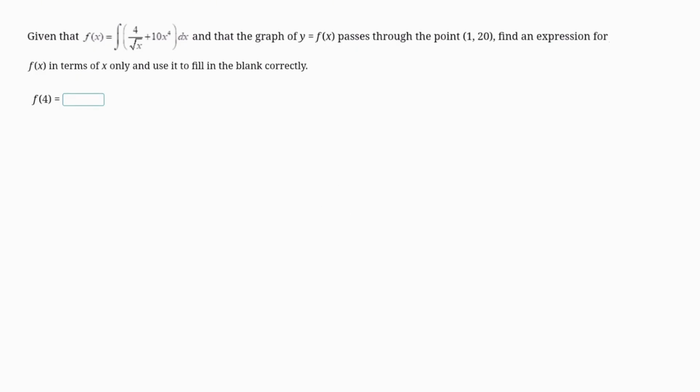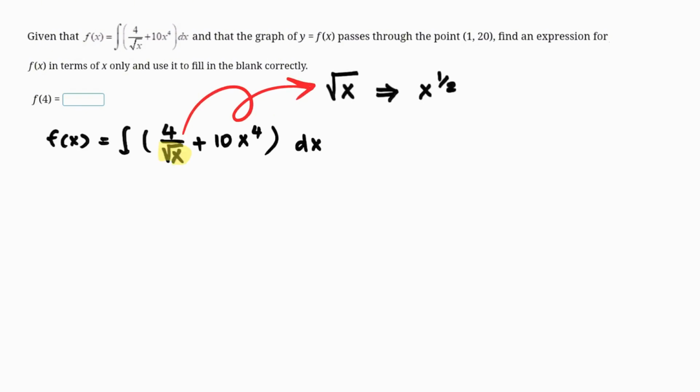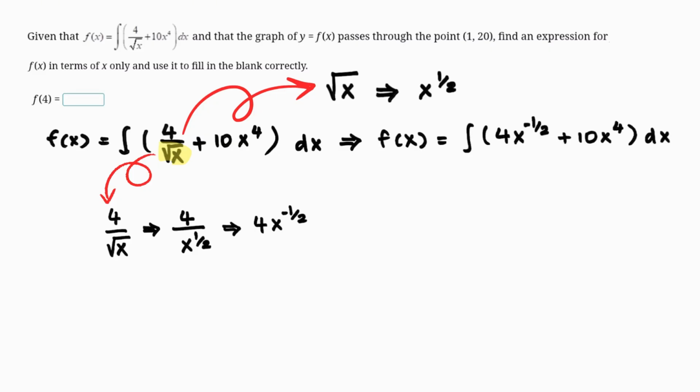We are given the integral expression, f of x equals the integral of 4 over square root x plus 10x to the 4th power, dx. Before we integrate, we need to rewrite the square root. Remember, square root x is x to the power of 1 over 2, and since it's in the denominator, we bring it up to make the exponent negative. So our integral is f of x equals the integral of 4x to the power of negative 1 over 2 plus 10x to the 4th power, dx.